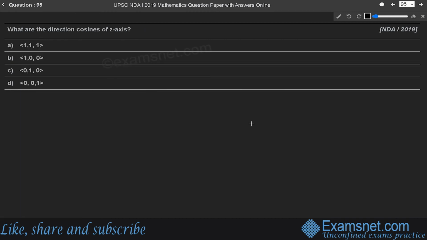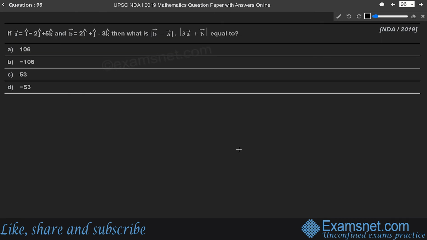Next question is, what are the direction cosines of z-axis? We know that the direction cosines of z-axis are cos 90, cos 90, and cos 0. It means that cos 90 is 0, cos 90 is again 0, and cos 0 is 1. So these are the direction cosines for z-axis. Therefore, option number D is correct for this question.